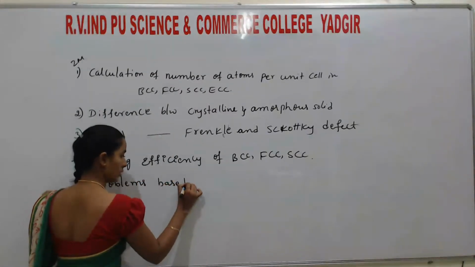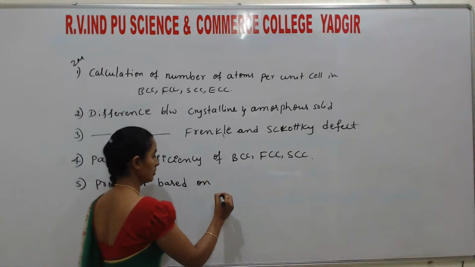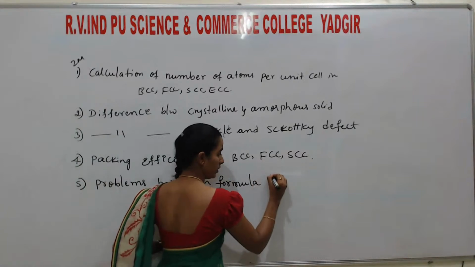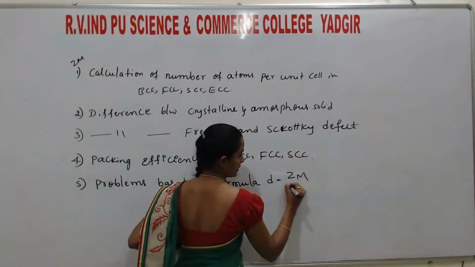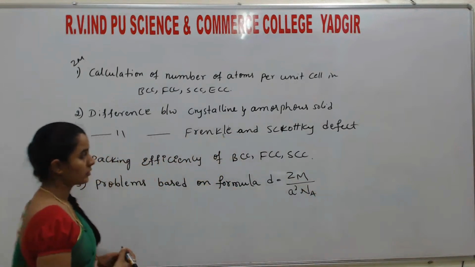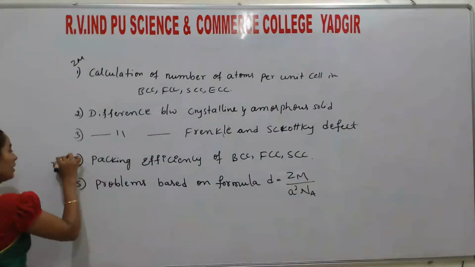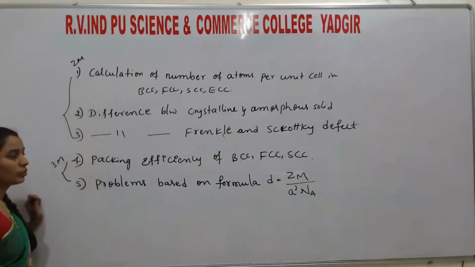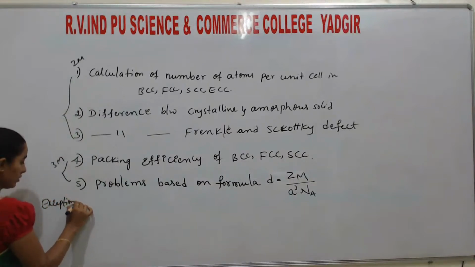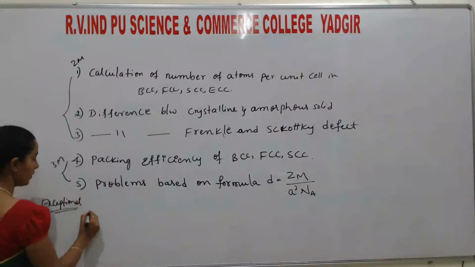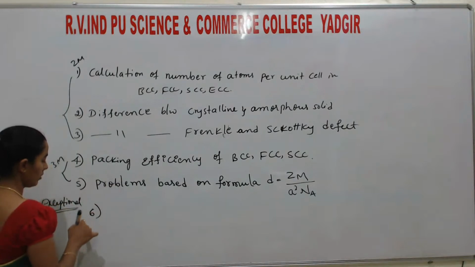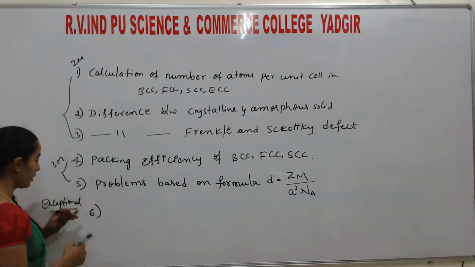Problems based on the formula d is equal to ZM divided by a cubed N A. So these two are for 3 marks, these 3 for 2 marks. Another one that is exceptional. There may be a possibility of asking a question in this topic or may not. Okay, these are all important.